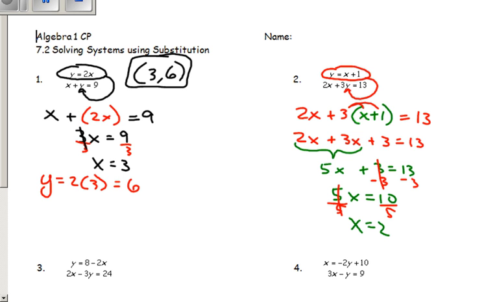Always have to remember when we're solving systems that you have to plug it back in. So I'm going to now take this. y equals 2 plus 1. So y equals 3. My final answer is going to be (2, 3).